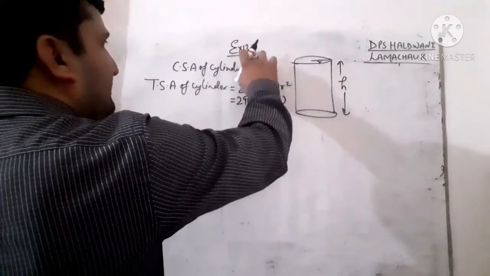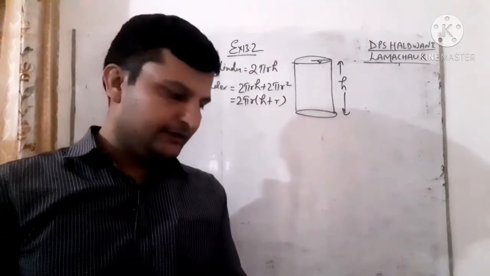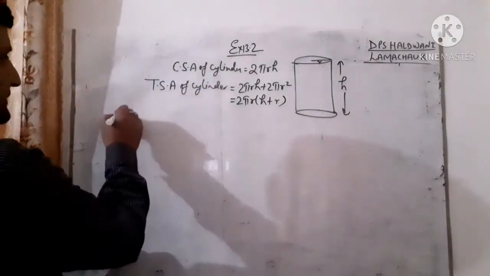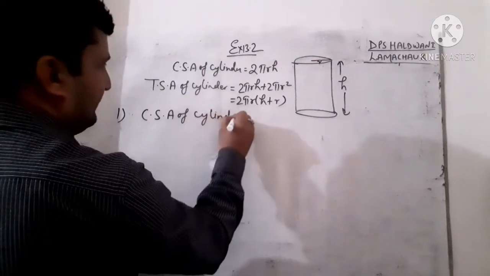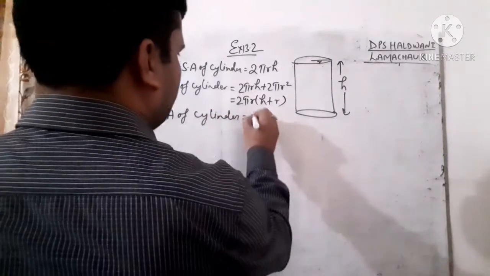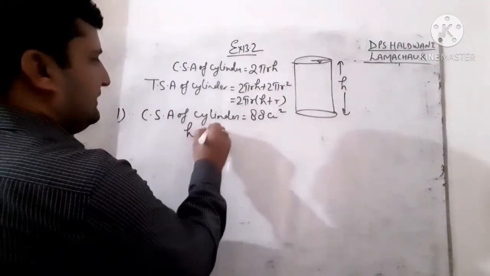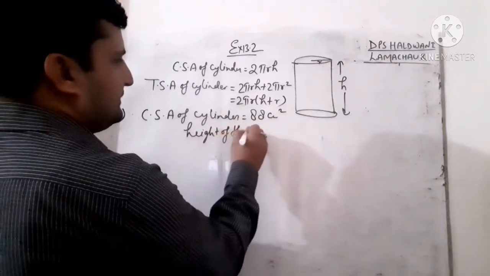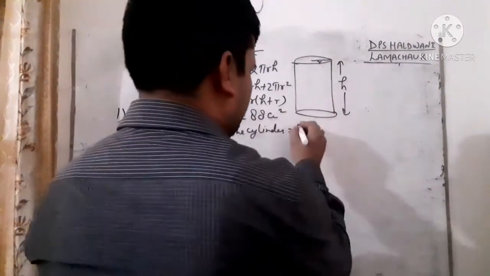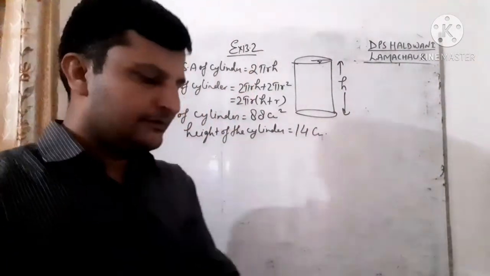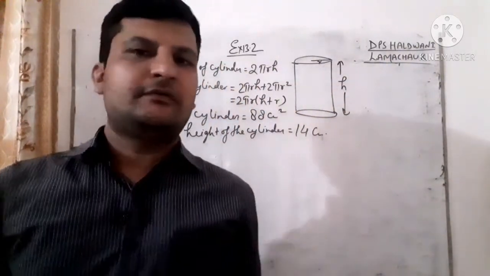Now exercise 13.2 is this. The CSA of a right circular cylinder of height 14 cm is given. Question number 1. CSA of cylinder is given, students, 88 cm square, and height of the cylinder, students, is given 14 cm. Now in this question what we have to find? We have to find the diameter of the base of the cylinder. Means the base of the cylinder we have to find the diameter.